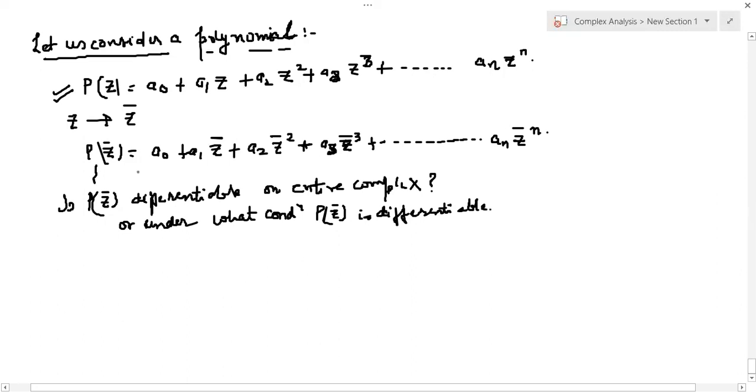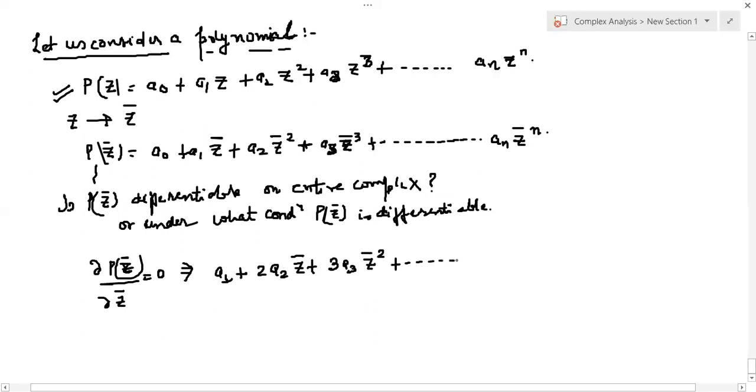Okay, so if this is differentiable, then we know that del P(z bar) divided by del z bar must be equal to what? It must be equal to 0. And it implies that a1 plus 2a2 z bar plus 3a3 z bar whole square, and so on, up to n an z bar to the power n minus 1 should be equal to 0.